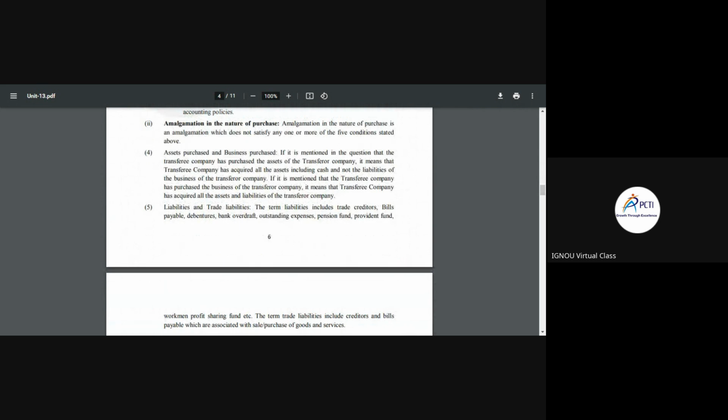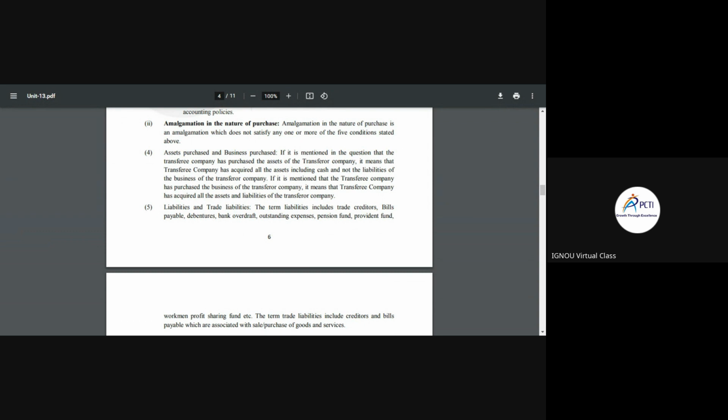Next one is the amalgamation in the nature of purchase. So the amalgamation in the nature of purchase is an amalgamation which does not satisfy any one or more of the five conditions stated above. And if it is mentioned in the question that the transferee company has purchased the assets of the transferor company, it means that the transferee company has acquired all the assets including cash and not the liabilities of the business of the transferor company.